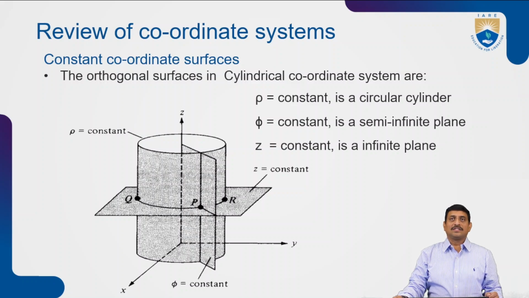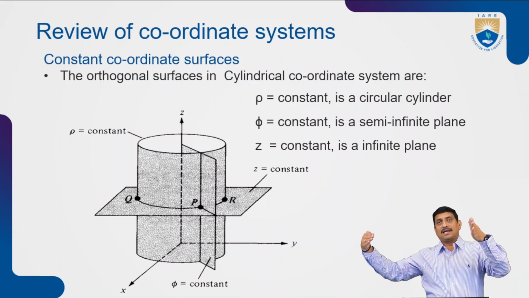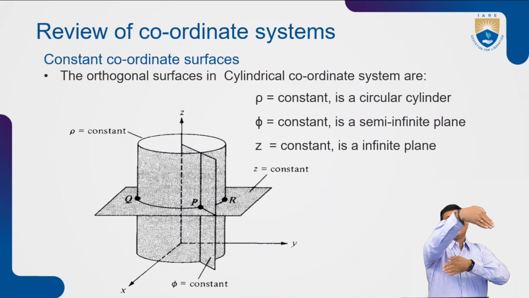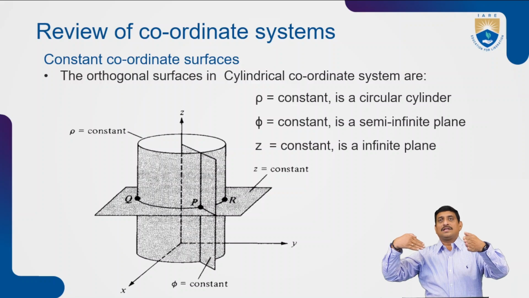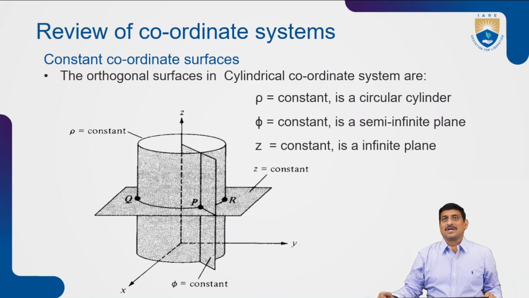Now I will go ahead with z equal to constant. If I keep z equal to constant, I need to vary rho as well as phi. Rho I will vary from 0 to infinity, and phi I will move from 0 to 2 pi. So I will get an infinite plane for z equal to constant.